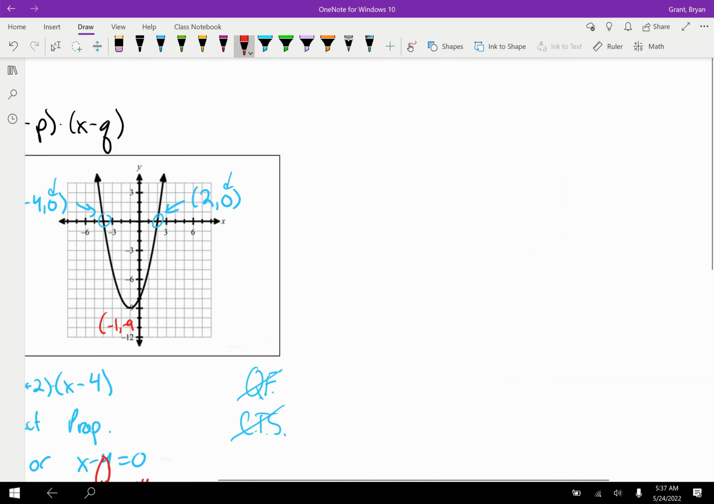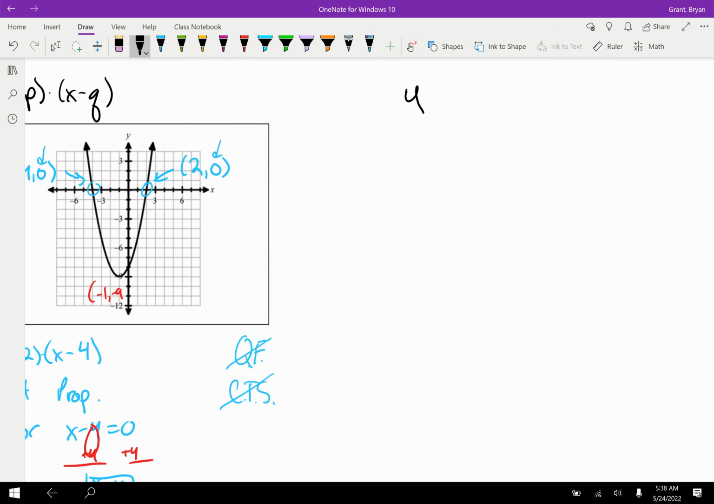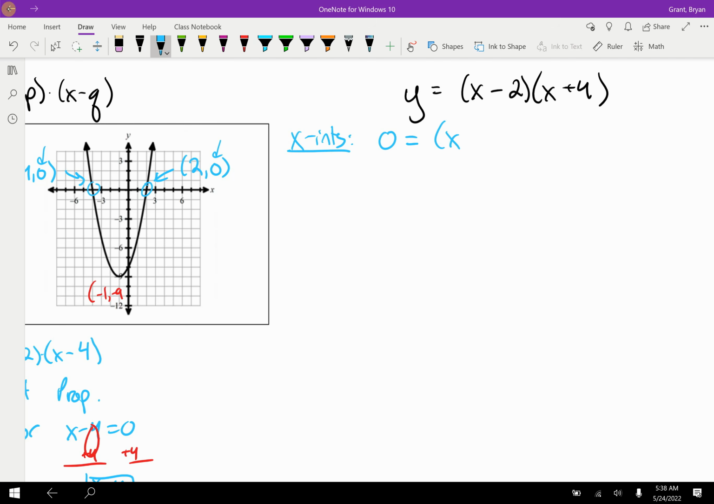So x minus 2 times x plus 4. Remember that. Y equals x minus 2 times x plus 4. And let's go ahead and start with the x-intercepts. That probably makes the most sense since that's what we just did. And I'll label my work too. The x-intercepts, 0 equals x minus 2 times x plus 4. We know we make those two equations, x minus 2 equals 0, or x plus 4 equals 0. And as mentioned before, add your 2 to each side.